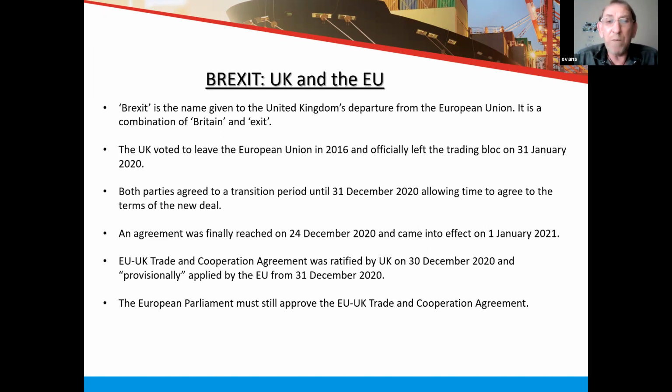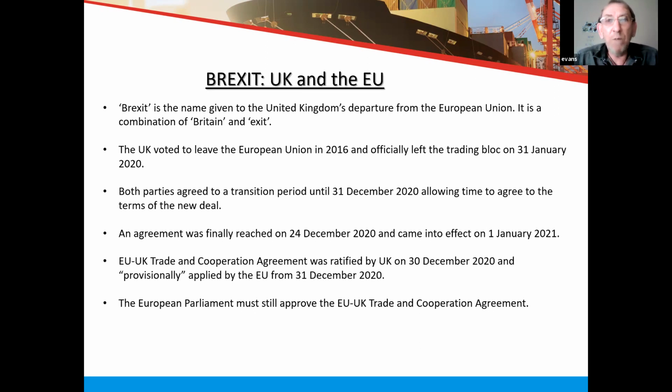There were families that were split down the middle. Brothers didn't talk to brothers and fathers didn't talk to their sons, because one would vote for and the other would vote against. The political parties were split as to which way they should go. And it was a rather messy sort of divorce, if you want to call it that.